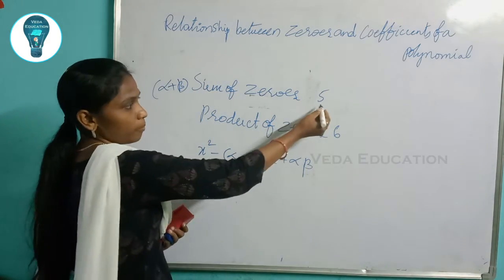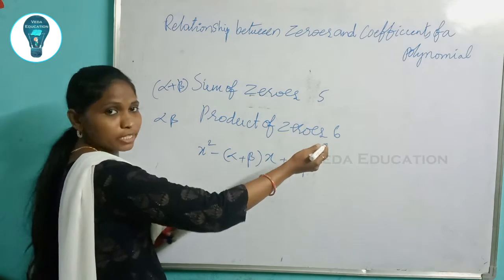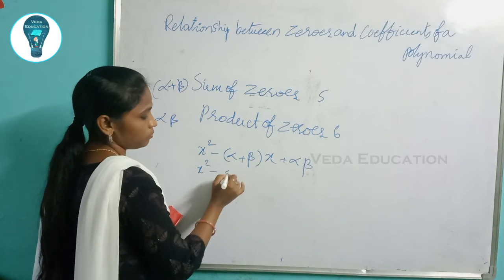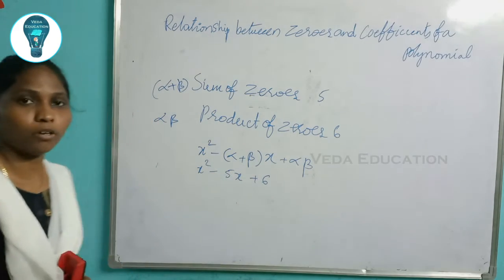Here we are considering alpha plus beta is 5, and product of zeros means alpha beta. So alpha beta value is 6. Got it? Now substitute here: alpha plus beta is 5 and alpha beta value is 6. This is the quadratic polynomial. Got it?